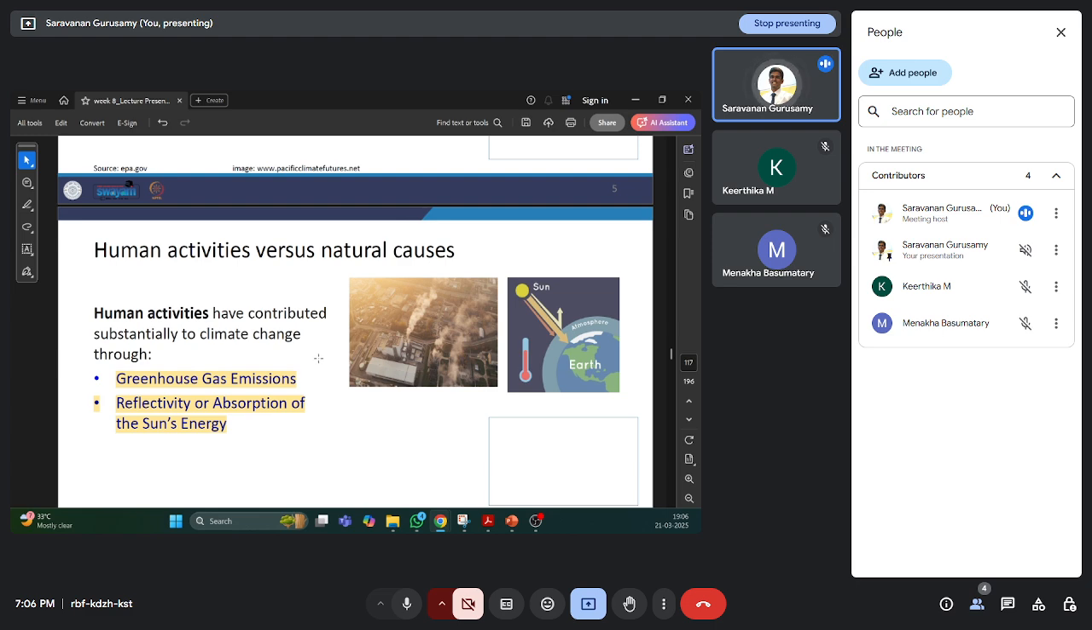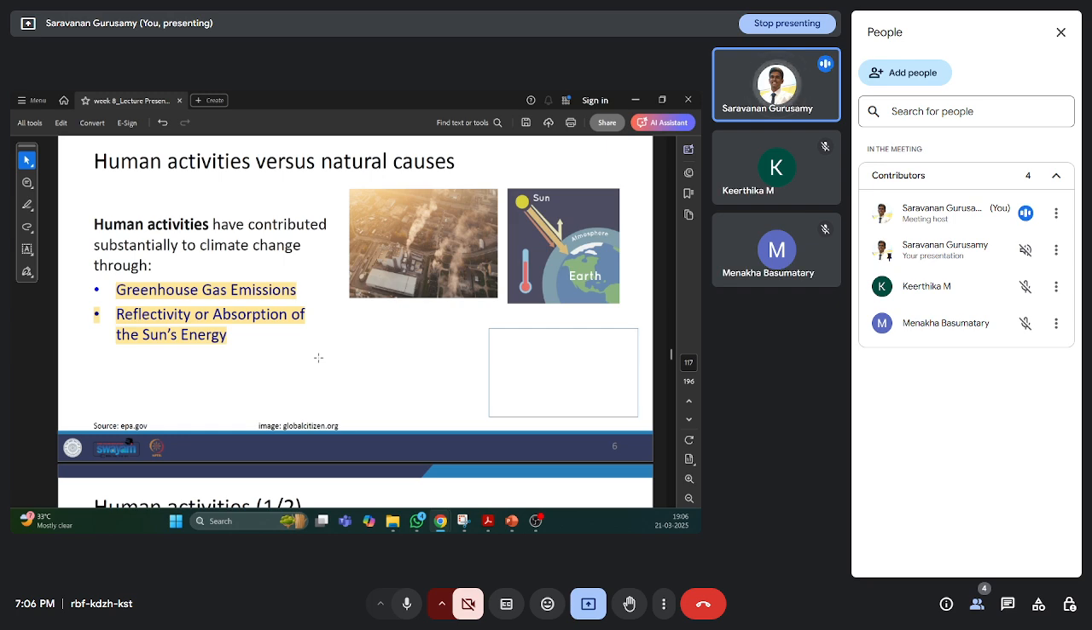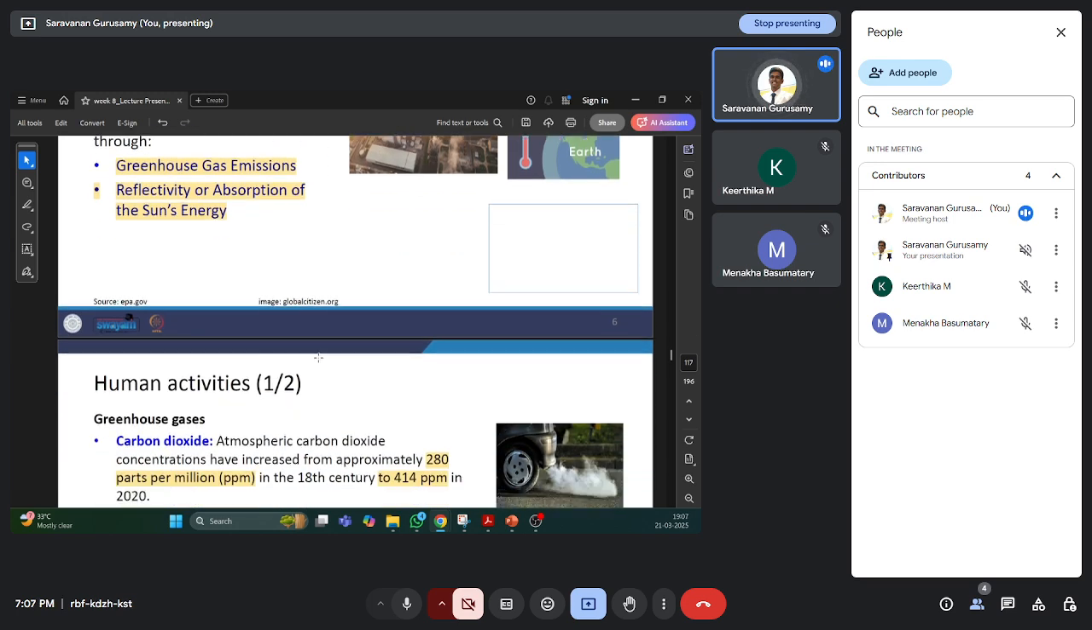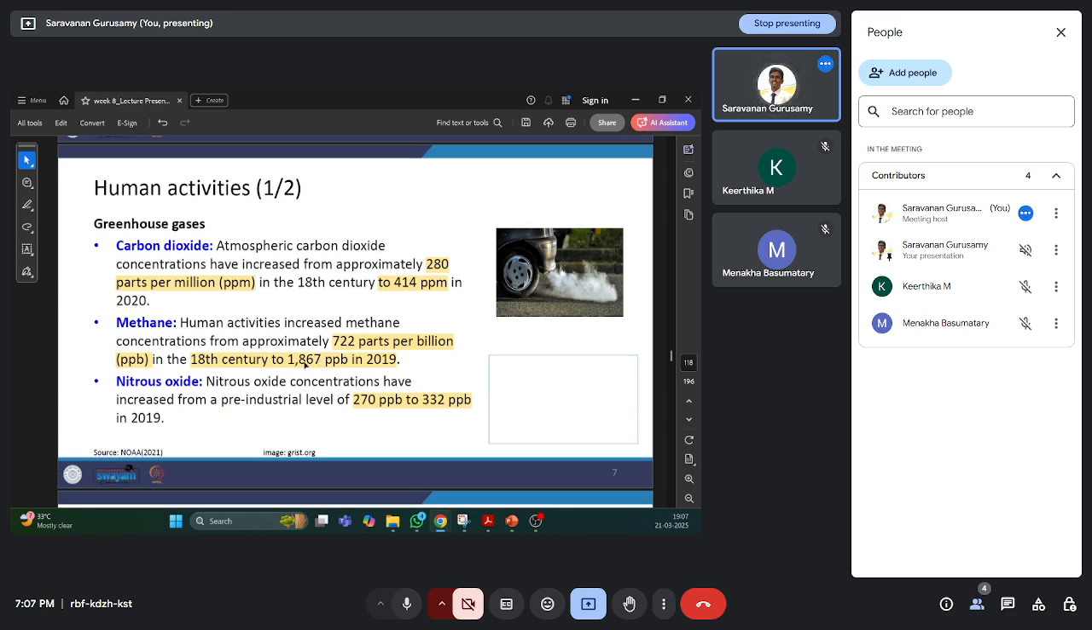One is greenhouse gas emission, another is reflectivity or absorptivity of the sun's energy. A normal earth surface can reflect easily, but whenever we have different structures like buildings, they have different reflectivity and absorbability, and will absorb the heat energy.